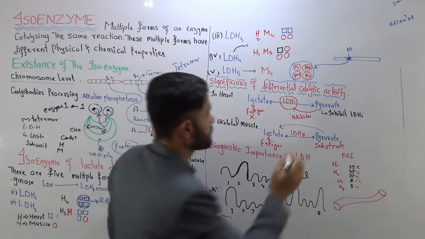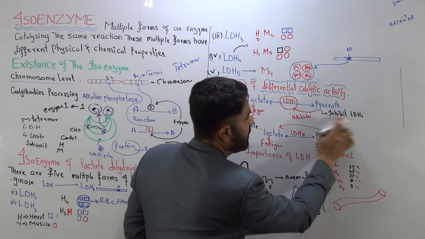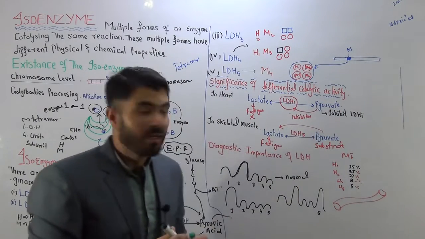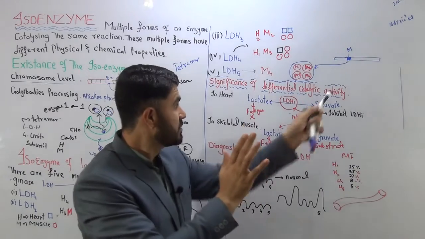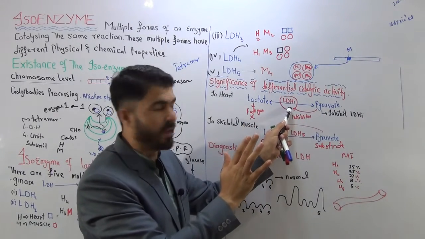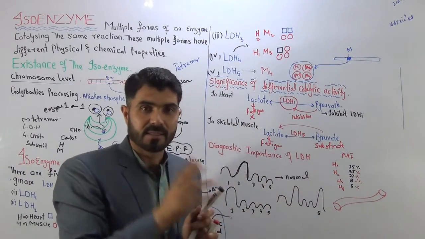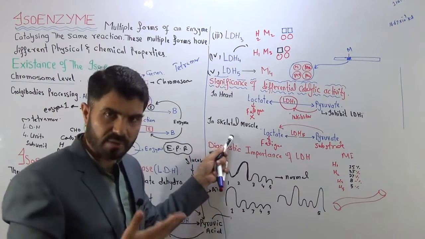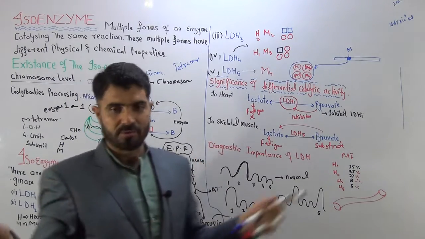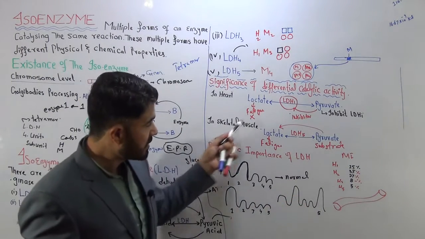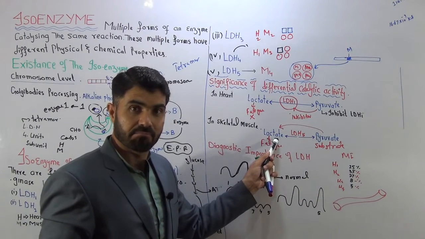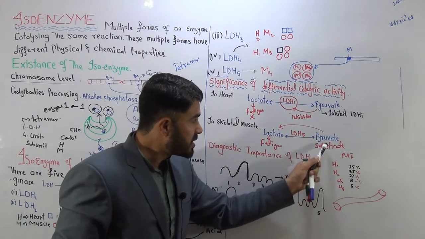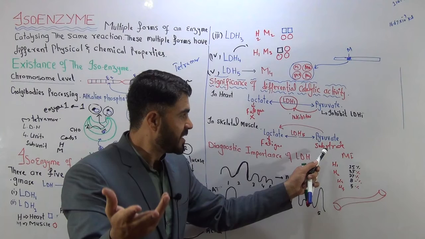Now, LDH1 is actually inhibited by pyruvate. Pyruvate will inhibit the enzyme. Pyruvate will not allow LDH1 to form lactate. It is in the heart. But if you come into the skeletal muscle, it is quite opposite. In skeletal muscle, pyruvate can be converted into lactate. Here, pyruvate is a friendly substrate.